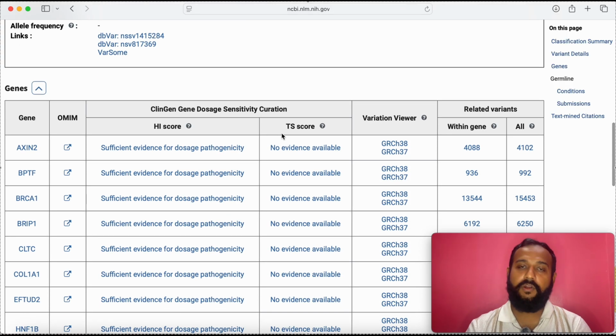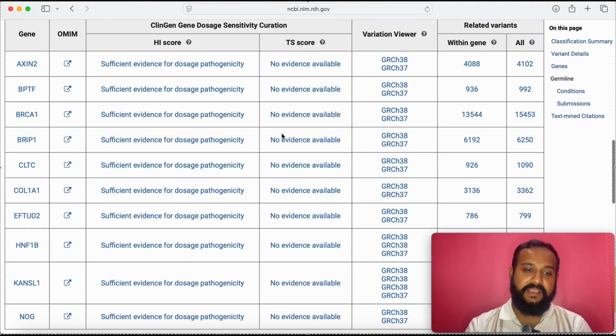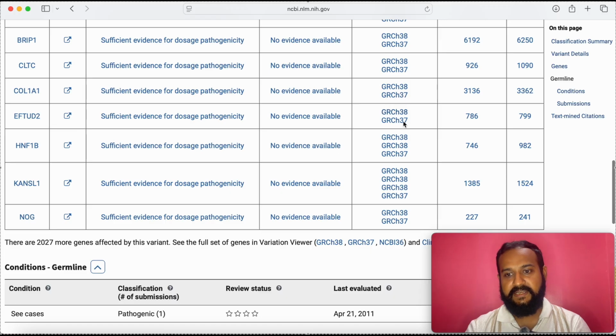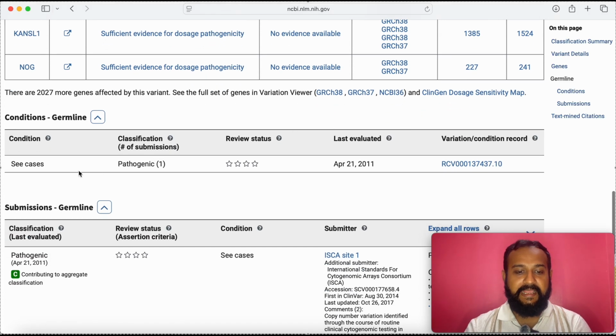Okay, so basically we are not taking OMIM. Here you can see what the gene is and what its role is, and according to which assembly it is reported. Mostly you'll be finding GRCh38 and 37. Then see what the significance of it is. You can see the condition is germline.